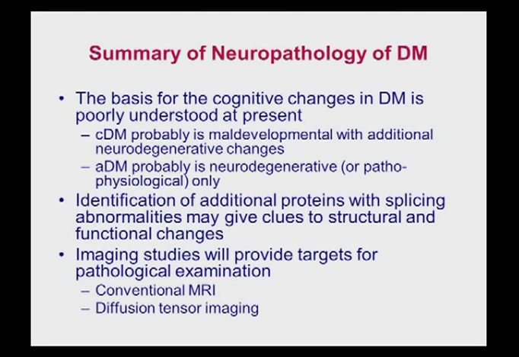So one of our goals is to try to identify additional proteins with splicing abnormalities in these diseases that might give us some clue to what's going on and may help explain some of these mild hints of structural changes, at least from the imaging, and perhaps get a better handle on what the functional changes are. So we will continue to do both the conventional MRI studies and the diffusion tensor imaging studies on our patient population, and at some point we may get some patients who've actually had the studies come to autopsy so we can do a more direct correlation.